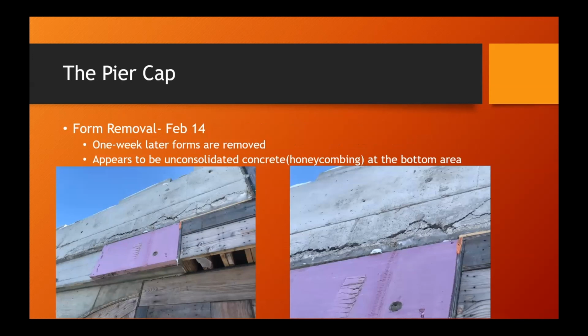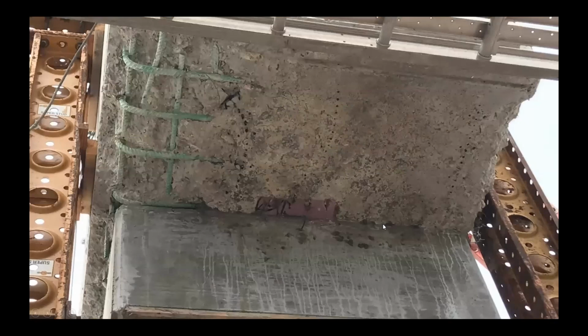It appears there is unconsolidated concrete or honeycombing at the bottom of the formed area. You can see in the pictures here, the little cracking, honeycombing. Well, on the bottom side, the rebar is exposed. Where did the concrete go or not go? There's plenty of area between the rebar that the concrete should have made it to the form face. And you can see it's on both sides of the Pier Cap.